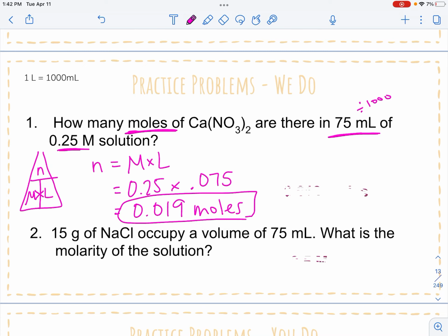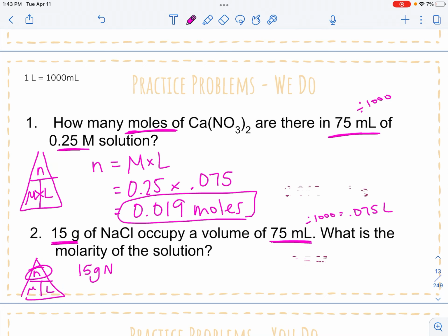In this one, we're given grams and we're given our milliliters. So we know we have to divide by 1,000. Okay, but if I'm looking at my triangle, grams is not on here anywhere, right? But moles is. So the first step of this is just going to convert grams to moles. This is a very common thing to do because when we're in the lab, we don't measure in moles, right? We measure in grams. So we have to be able to convert.